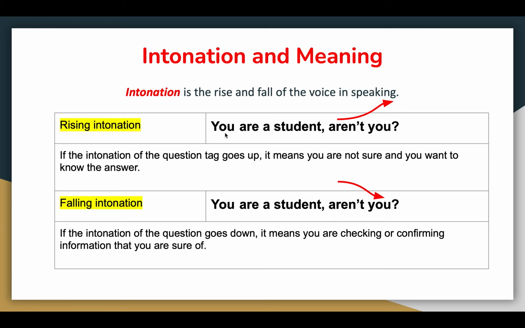Notice the rising intonation: you're not sure. You are a student, aren't you? Falling intonation: you know that the person you're talking to is a student. So you say, you're a student, aren't you? You are a student, aren't you? So notice the difference. The first one, you're not sure. The second one, you're quite sure of the information that you know.